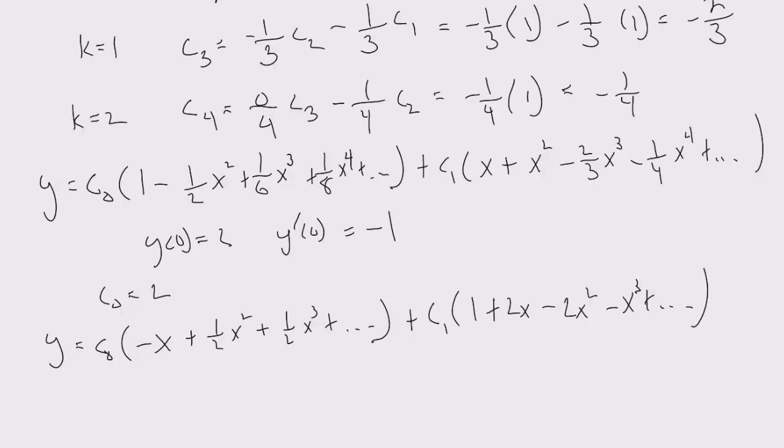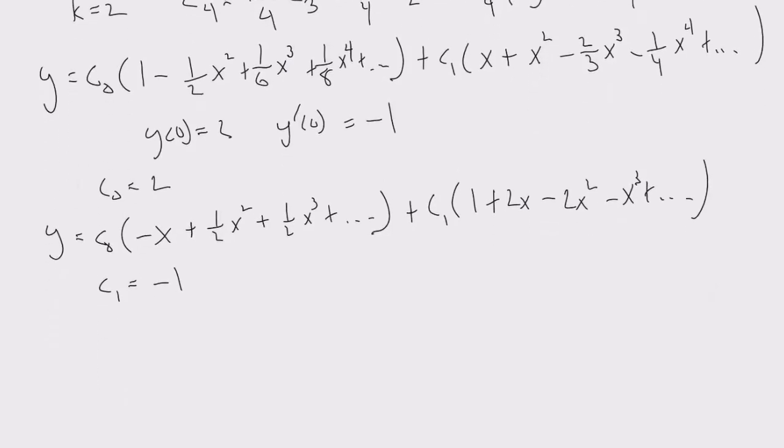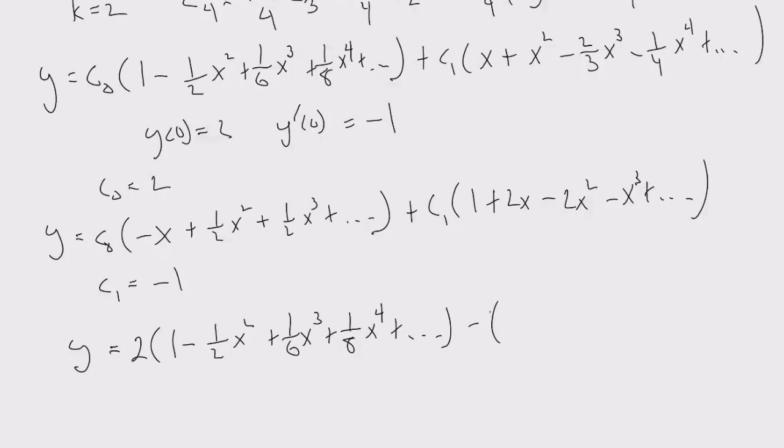Okay, and so if I evaluate that at 0, what do we get? We get that C1 is equal to negative 1. Okay, so let's put those two facts together. So we got y is equal to 2 times (1 minus 1/2 x squared plus 1/6 x cubed plus 1/8 x to the 4th plus dot dot dot) minus x plus x squared minus 2/3 x cubed minus 1/4 x to the 4th plus dot dot dot.